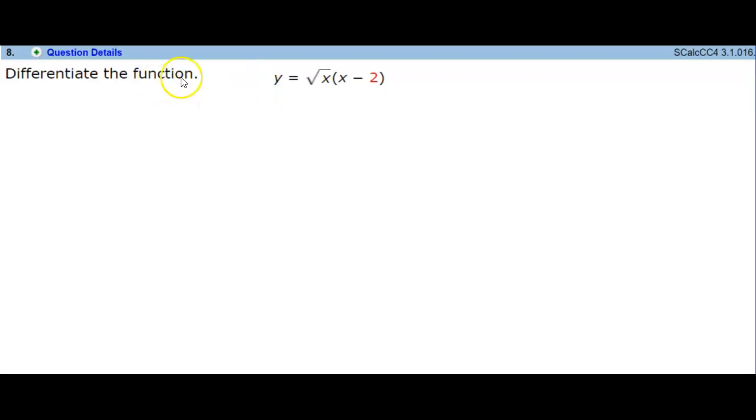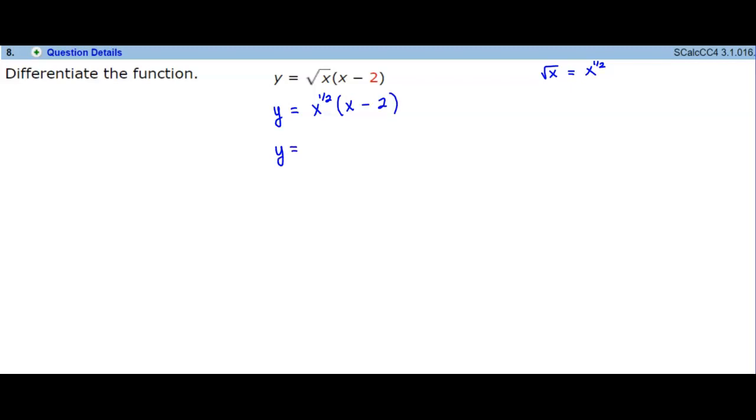Here we want to be able to differentiate the function y equals the square root of x times x minus 2. So what we want to do first, before we take the derivative of this function, is rewrite this function. We know that the square root of x is the same thing as x to the 1/2 power. So we're going to rewrite this as x to the 1/2 power times x minus 2, and then we're going to distribute.